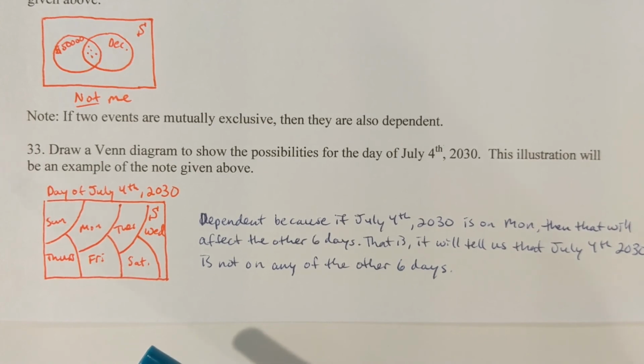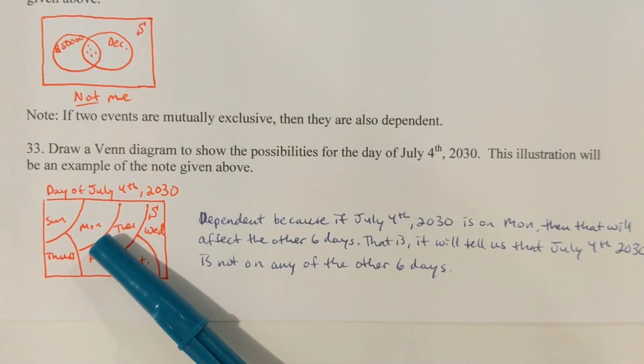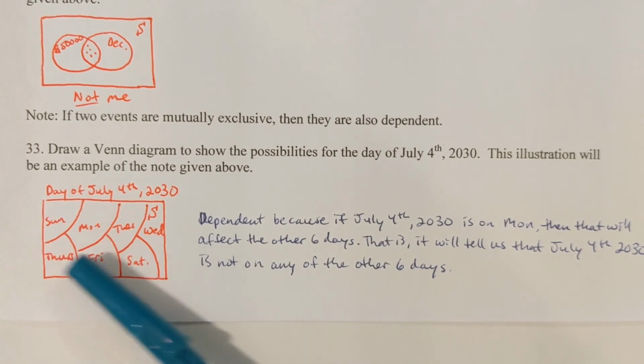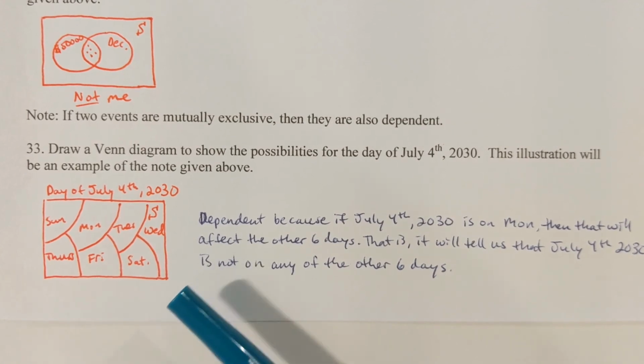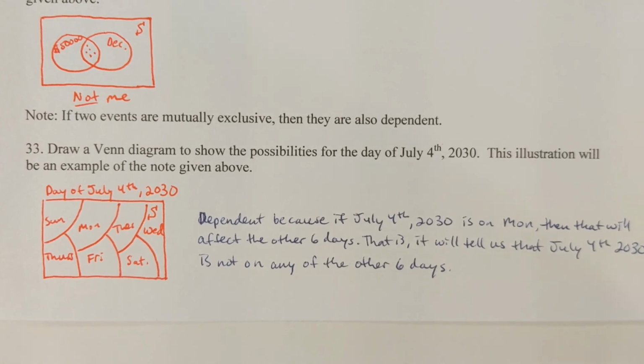We would also have dependent events, because dependent events means that the occurrence of one event does affect the probability of the other. And so in this problem, if we know that July 4th, 2030 falls on a Monday, that has a direct effect over what we know about the other 6 days, and that we know that that holiday does not fall on any of the other 6 days. Okay, so this problem here would be an example of dependent events, and mutually exclusive events will always mean that you have dependent events.